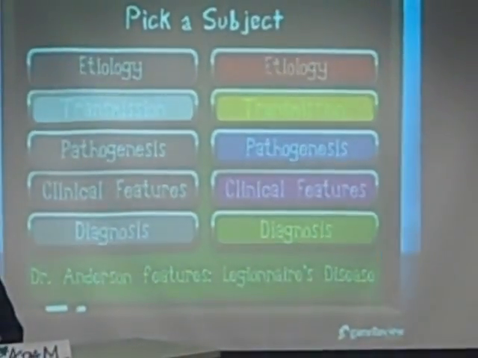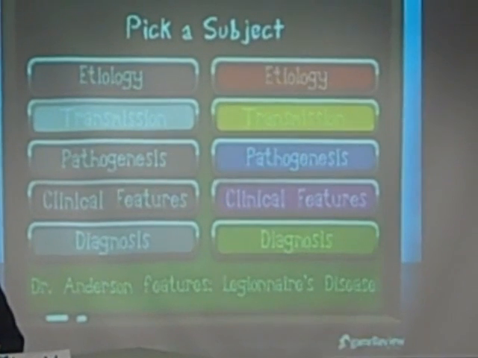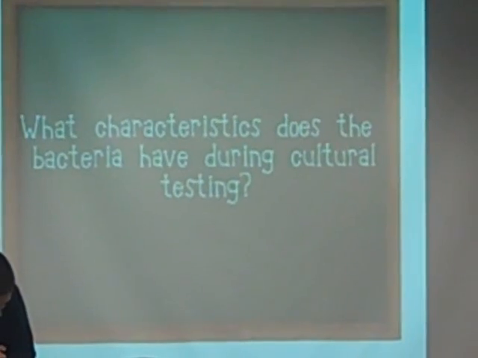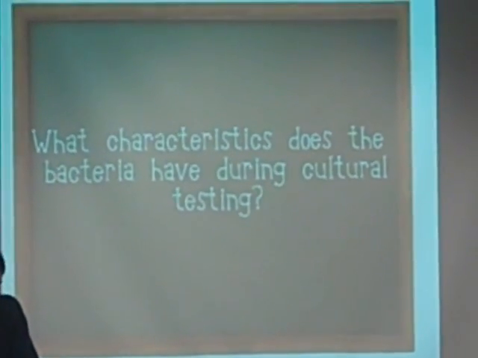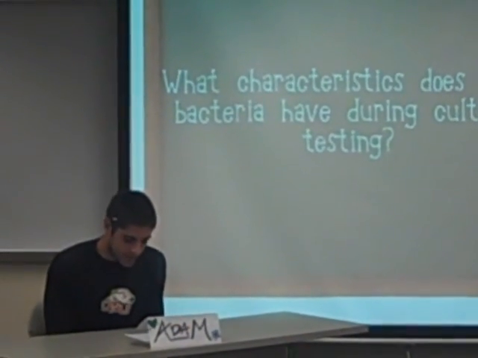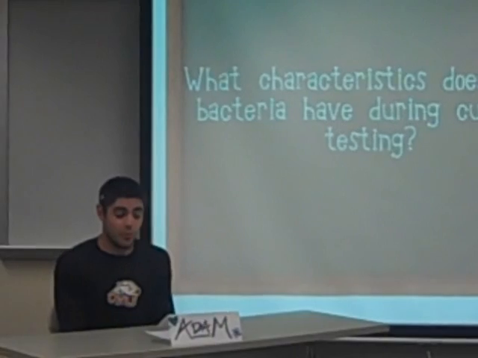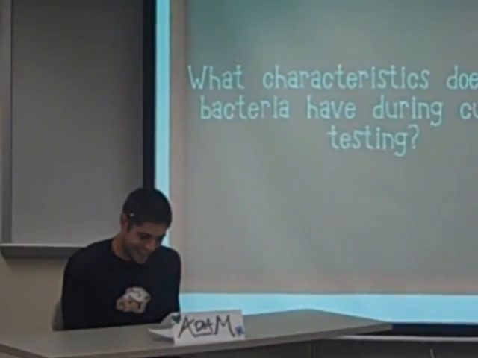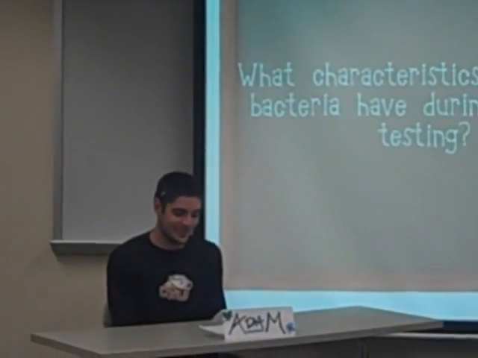You want to pick another subject? Since I'm on a roll, I think I'll go with diagnosis again. What characteristics does the bacteria have during culture testing? Faintly staining, gram-negative, pleomorphic rods, fluorescent blue-white under UV light. Correct. Also, the bacteria can be identified by commercial rapid microagglutination tests and indirect immunofluorescence microscopy.